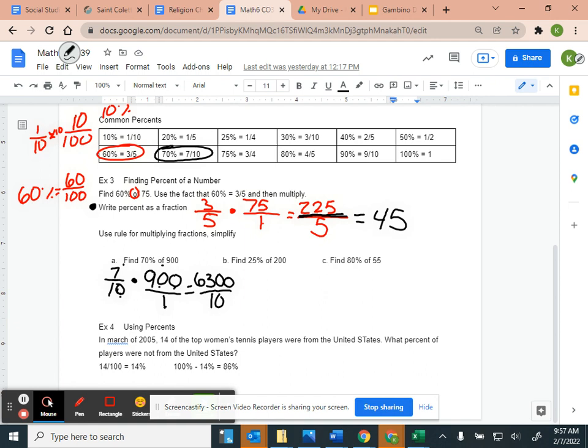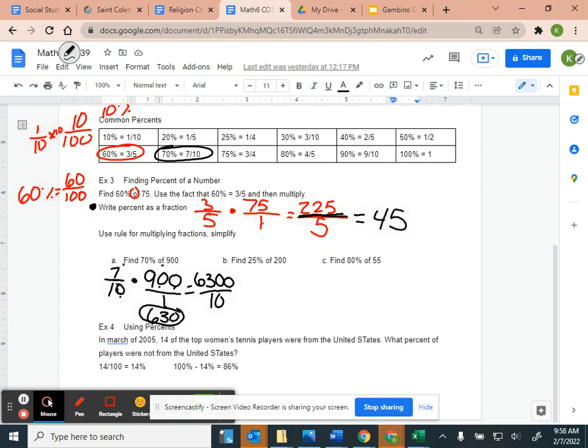Am I done? No, you gotta divide it. Oh, I have to do my simplified. 6,300 divided by 10. 70% of 900 is what, Regan? 630. Now you can go back and ask yourself, does that make sense?